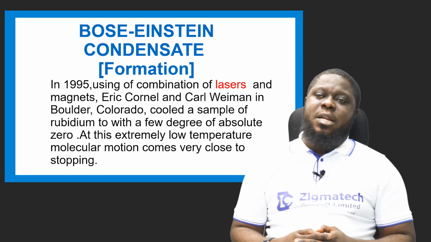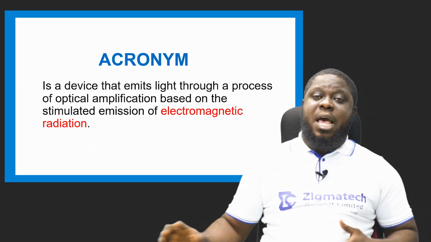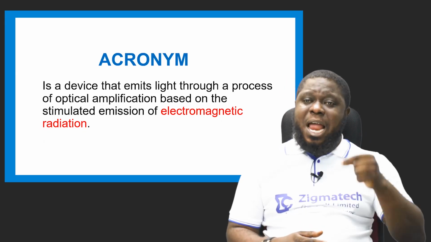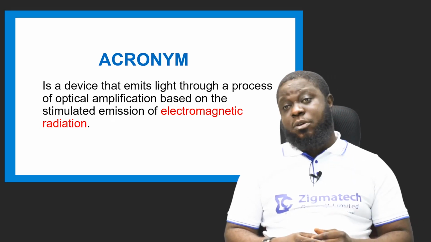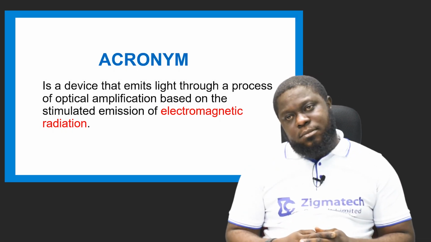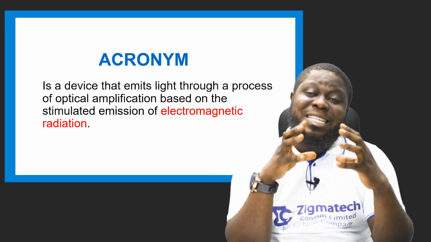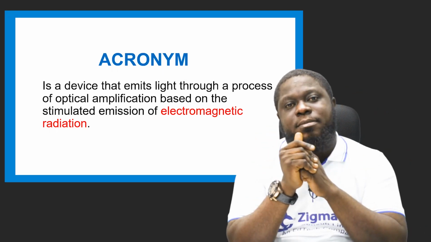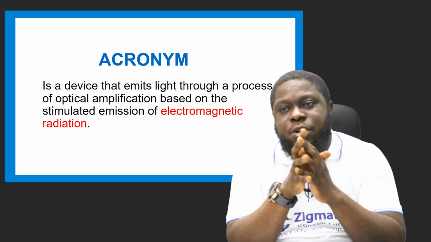Like I said, the laser is an acronym. Okay, now, what is an acronym? Let's know what an acronym is. An acronym is a device that emits light through a process of optical amplification based on the stimulated emission of electromagnetic radiation. So, this particular device emits the laser. Because a laser, like I said, is an acronym. In essence, it is a device. That device that emitted this radiation is an acronym.